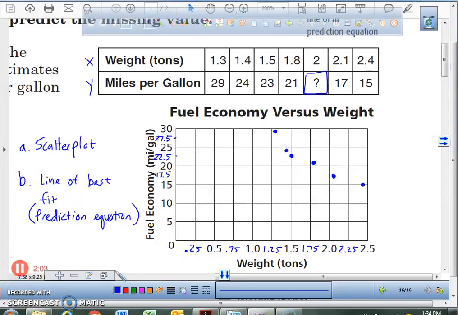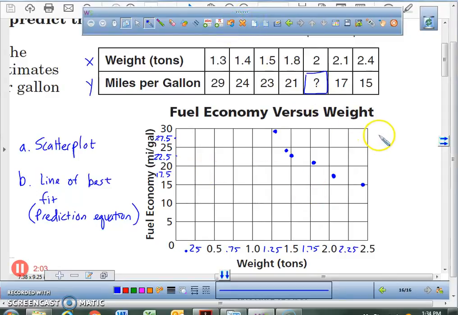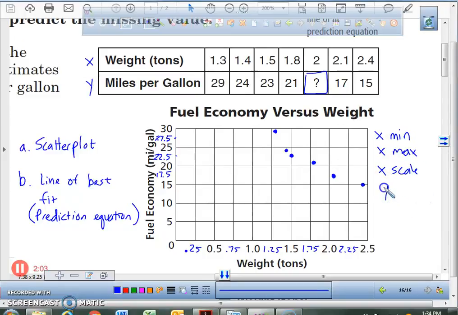All right. The first thing I'd like us to do before we find our line of best fit, I want us to think about our window right here. So we're going to put this in our graphing calculator. I want you guys to write right here to the right of the graph: X min, short for X minimum, X maximum, X scale, Y minimum, Y maximum, and Y scale.